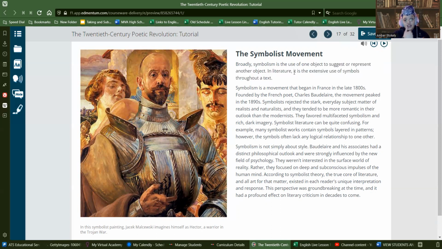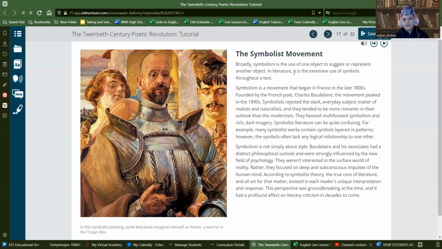So they give you the history behind this movement. It began in France in the late 1800s. And it was founded by a French poet whose name is Charles Baudelaire. The movement peaked in the 1890s, but obviously it influenced some things that happened in the 1900s as well.